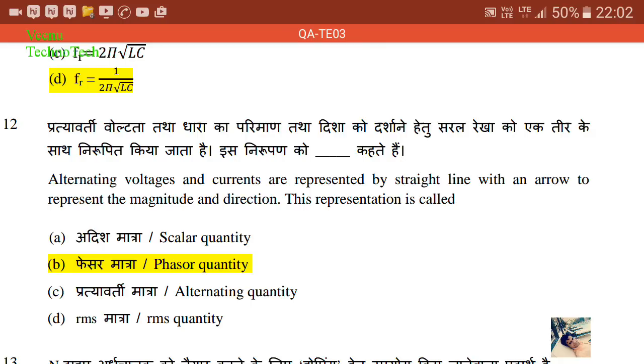Alternating voltage and current are represented by a straight line with an arrow to represent the magnitude and direction. Any representation with magnitude and direction is called phasor diagram. So correct answer is phasor quantity B.